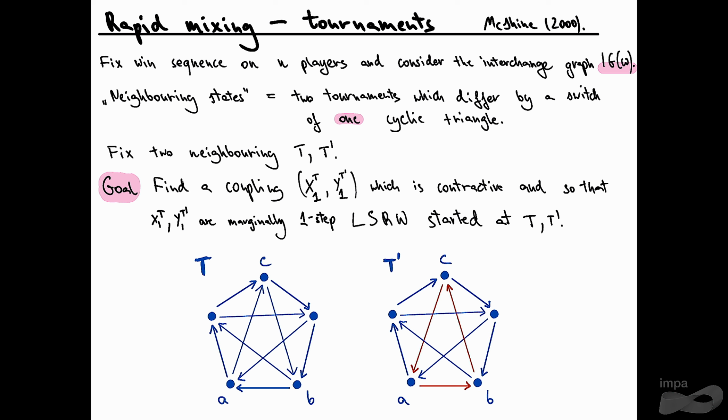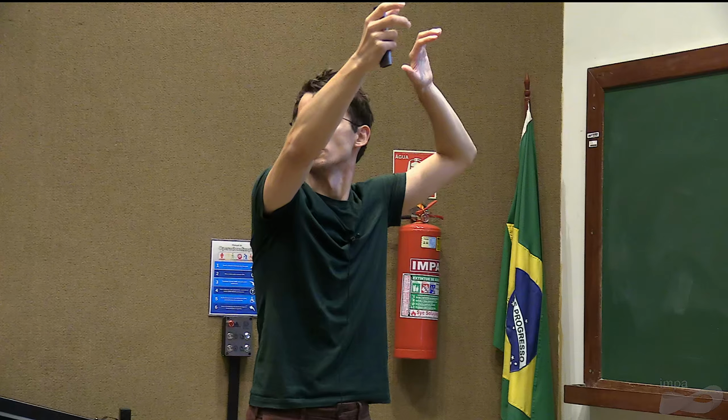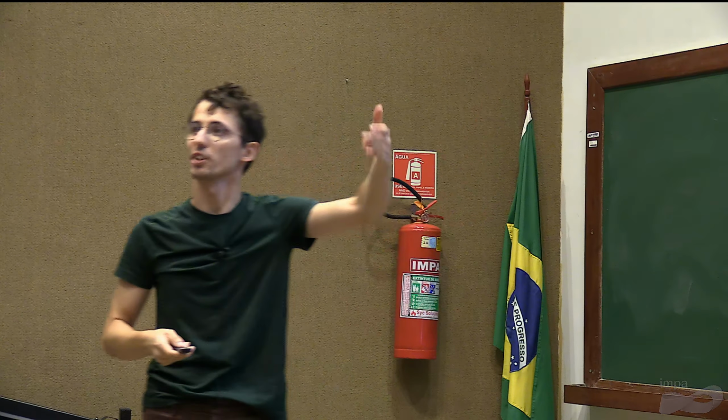Okay, so we want to find couplings. If you start at T, this is X_0, and if you start at T prime, then you want to describe the joint distribution so that the distance in expectation will get smaller. Now they are at distance 1, so you want to define this joint distribution so that in some cases they will coalesce and they will not get too far apart, because you want to gain in expectation.